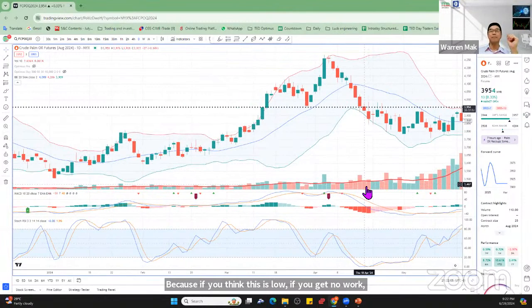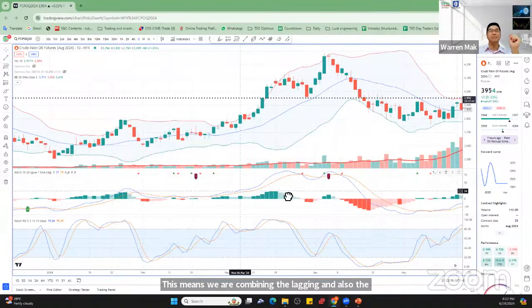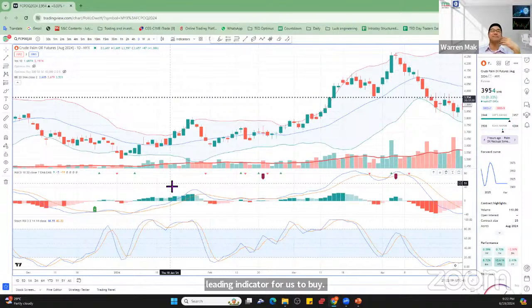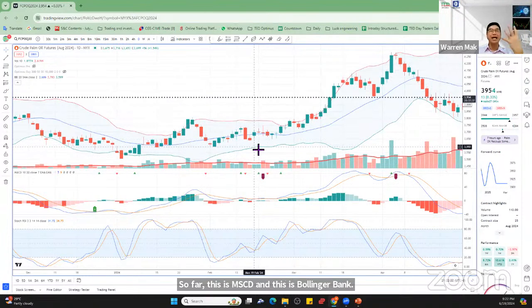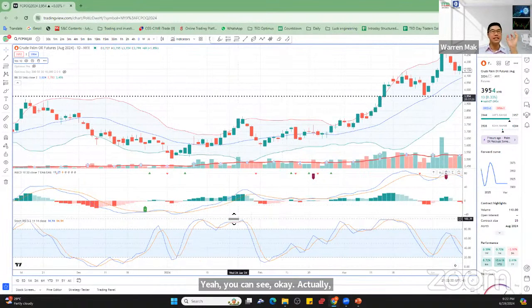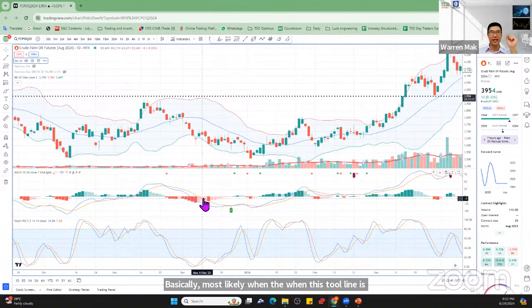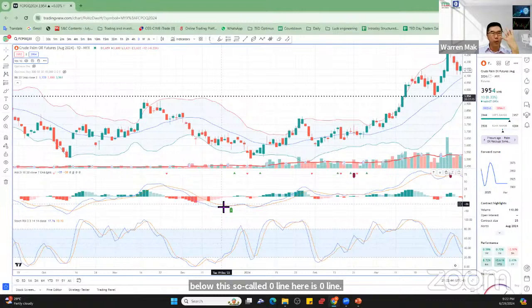So just now we talked about combining a few strategies. That means we are combining the lagging and the leading indicators for us to buy. For example, this is MACD and this is Bollinger Band. When we combine our RSI to time the entry, then we can do what? For MACD, most likely when these two lines are below the so-called zero line, here is the zero line, this is considered weak.